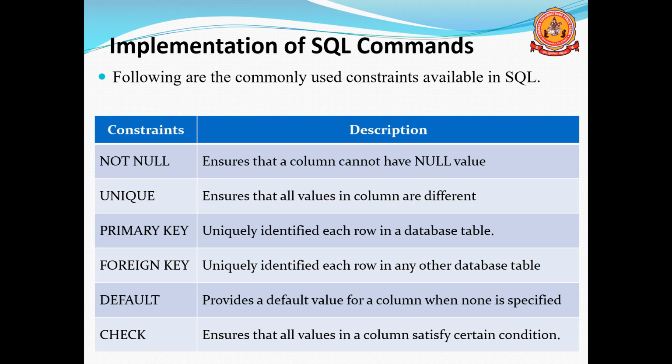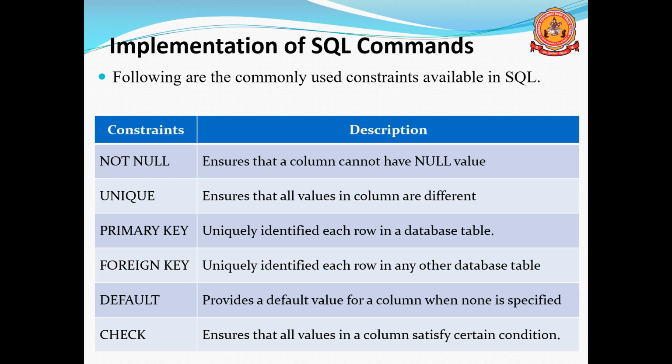For example, if you give a condition that the value should be less than 1000, it will check whether the value is less than 1000 or not. Only when the condition is satisfied will it enter the data into the table. Otherwise it won't enter the data. Everything will be checked when you enter data into a table. When using the insert into command, at that time it will check all the constraints.